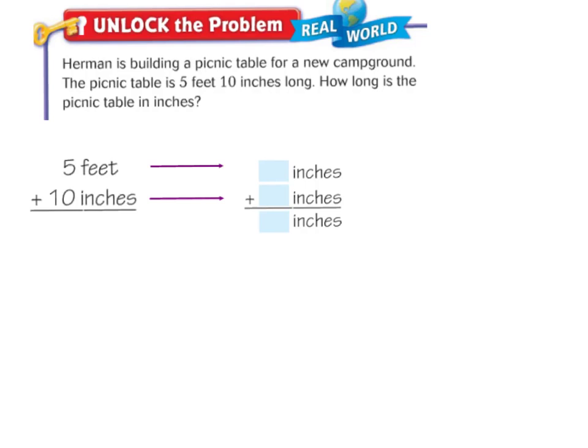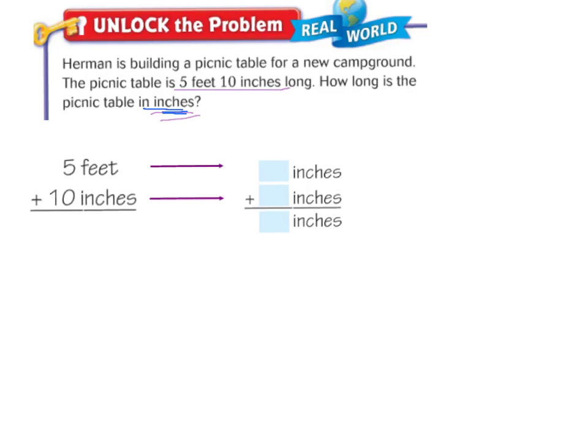Now this problem is not in your Go Math book, but we're going to use it as an introduction to our lesson. It says Herman is building a picnic table for a new campground. The picnic table is 5 feet 10 inches long. How long is the picnic table in inches? So we know that the picnic table is 5 feet and 10 inches long, but they want to know how much is that all in inches? So that's what we need to accomplish here. We need to turn our 5 feet and 10 inches long into inches.